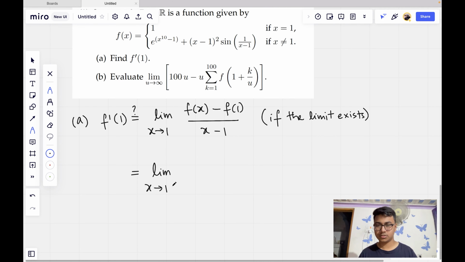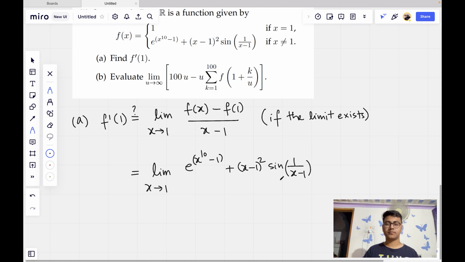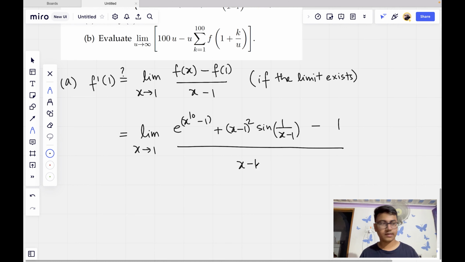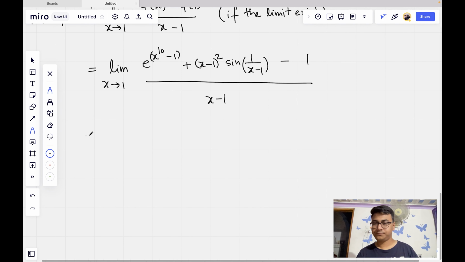Limit x tends to 1. What is f of x? E to the x to the 10 minus 1 plus x minus 1 squared sine of 1 by x minus 1. This is f of x minus f of 1. F of 1 is given to be 1. Over x minus 1, right? Okay. We pair this minus 1 with this exponential expression. We'll just rearrange the stuff here.